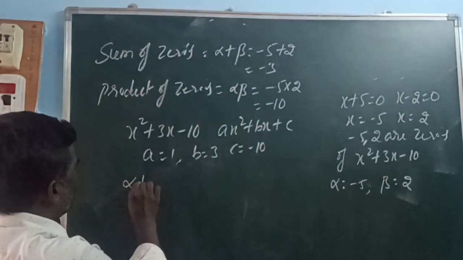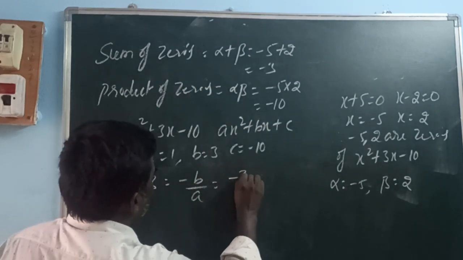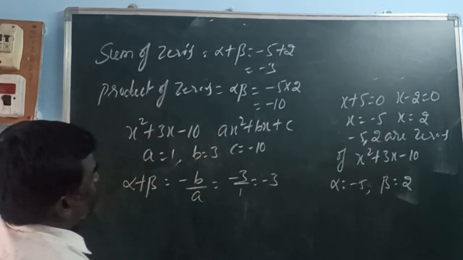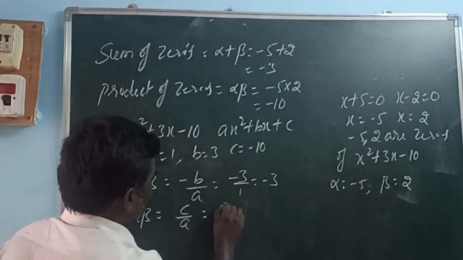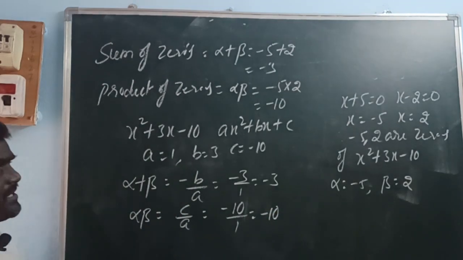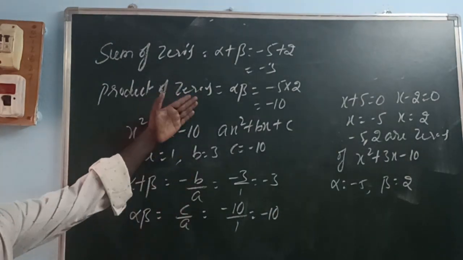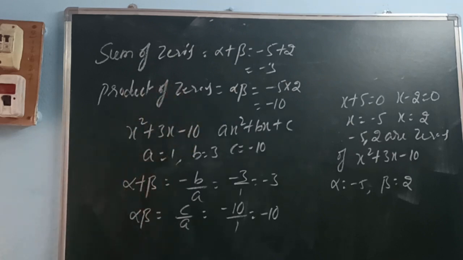So here alpha plus beta is equal to minus b by a, that is here minus 3 by 1, that is equal to minus 3. Next, alpha into beta is c by a, that is minus 10 by 1, that is equal to minus 10. So this is the relationship between zeros and coefficients of a given quadratic polynomial.